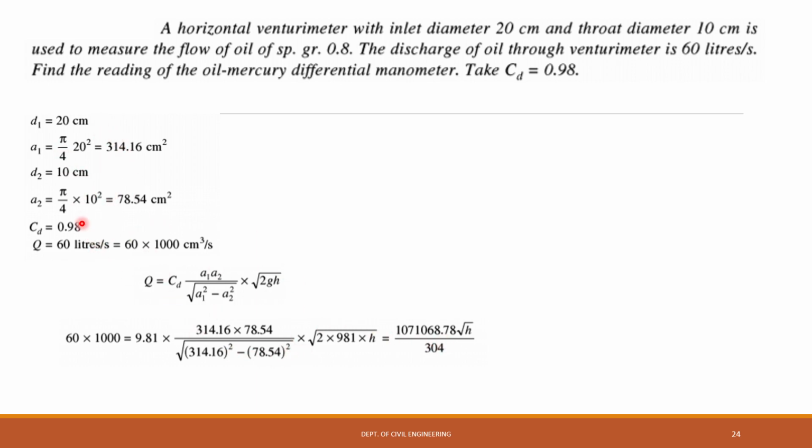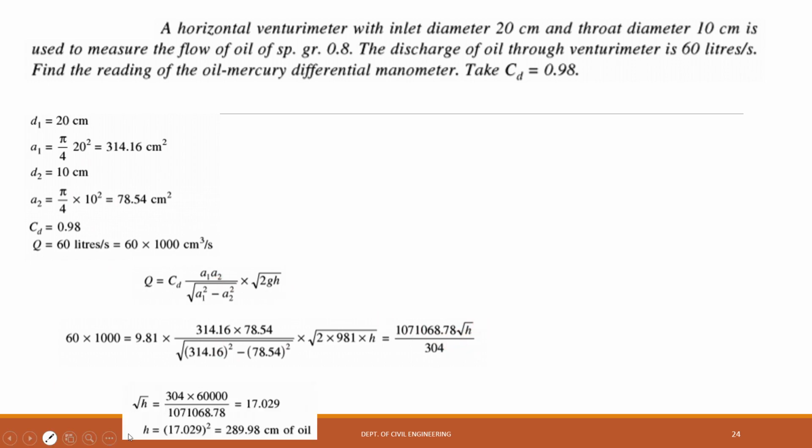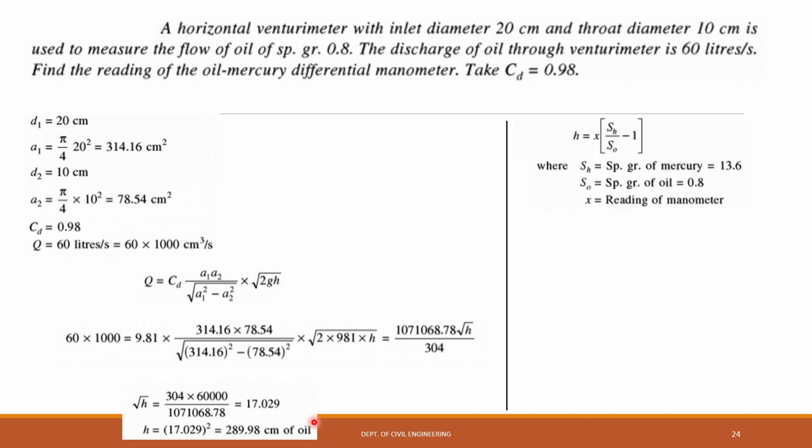So substitute all the values and find the value of H. We know that H will be in terms of the flowing fluid. Here the flowing fluid is oil. So H is equal to 289.98 centimeter of oil. But this will not be the reading of the manometer, because in manometer we have mercury. So we have to find out what is X. For that you can use this equation.